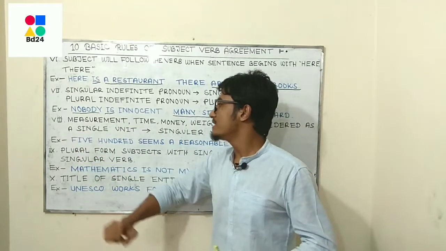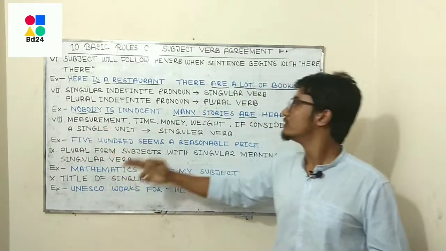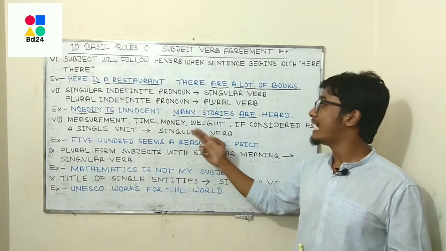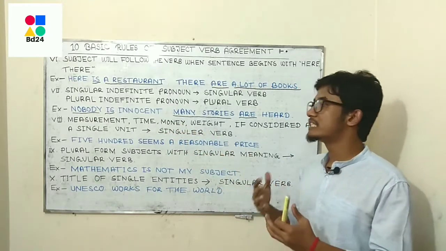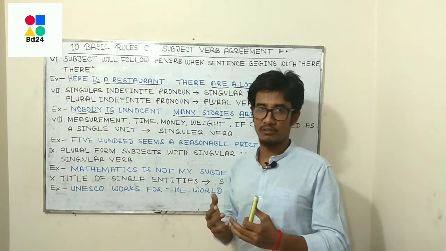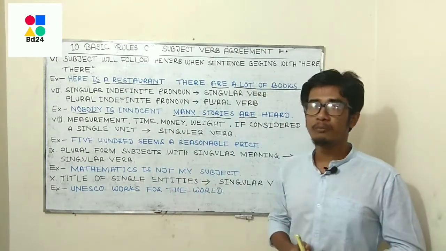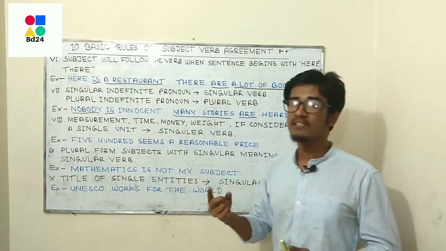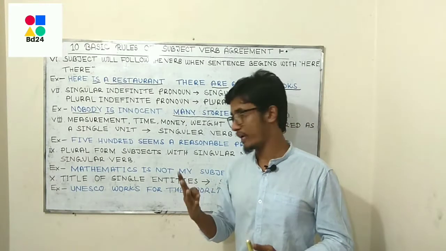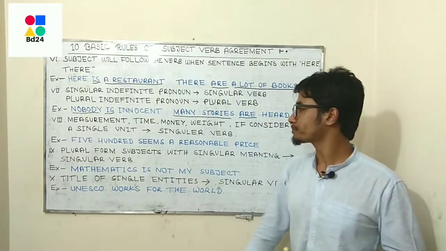Rule number 8 tells us that measurement, time, money, and weight, if they are considered as a single unit, not different unit, but as a single unit, then the verb will also be singular. Measurement, time, money, and weight. So let me show you an example.